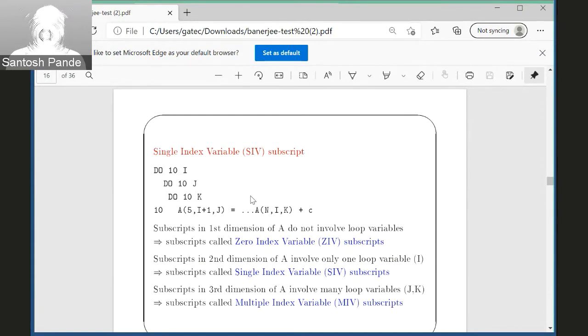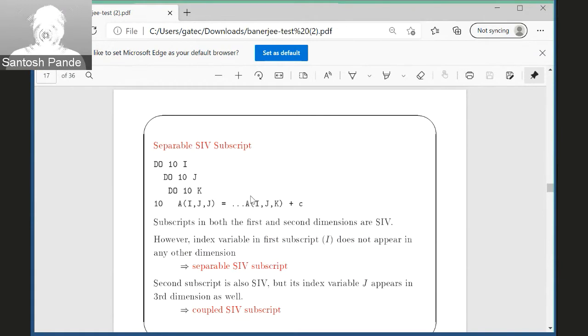So each dimension therefore deals with only one variable, and so we don't have this complication of trying to see what happens for different variables such as I and J. However, the third one is more difficult, and it involves two index variables. It is called MIV. J and K are the variables, and for that we'll set up some dependence system and we'll try to find out a little more details there.